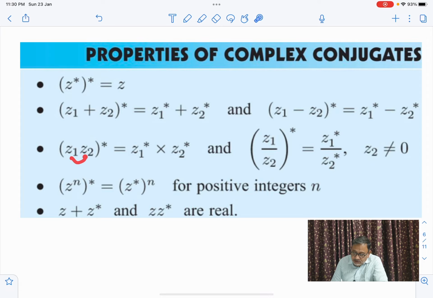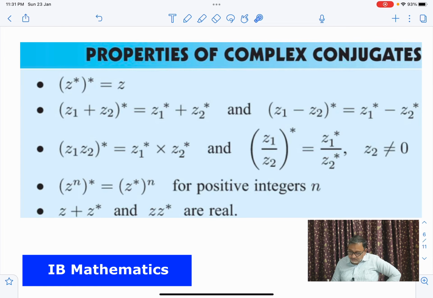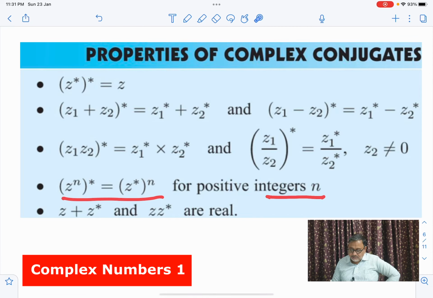Now the conjugate of the product of z1 and z2 will become z1 conjugate multiplied by z2 conjugate. Similarly, the conjugate of (z1 upon z2) will be z1 conjugate divided by z2 conjugate, provided z2 is not equal to 0. Otherwise, it will not be defined. Okay. Then the conjugate of z to the power n will be z conjugate to the power n. So conjugate and the power can be interchanged. Of course, this is for positive integers n. If n is a negative integer, then you have to be careful, because the conjugate of a denominator will be different. So it is only true for positive integer n.